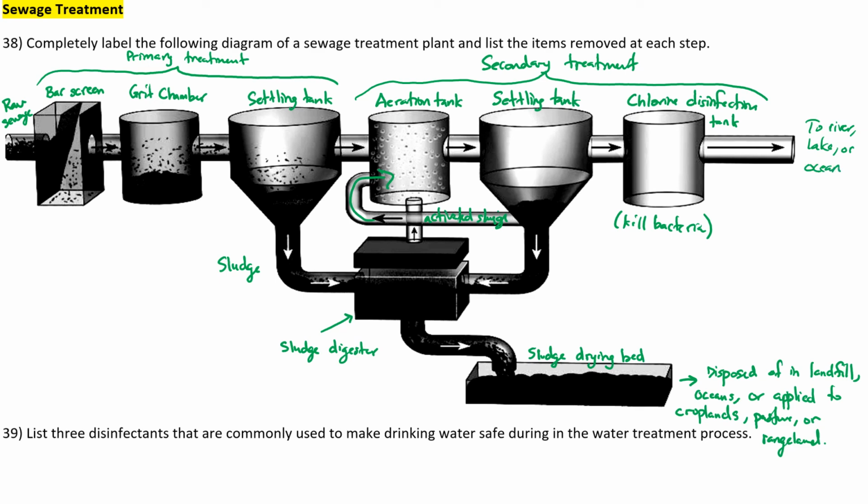List the 3 disinfectants that are commonly used to make drinking water safe during the water treatment process. So the first one would be chlorine, the chlorine dioxide, and ozone.